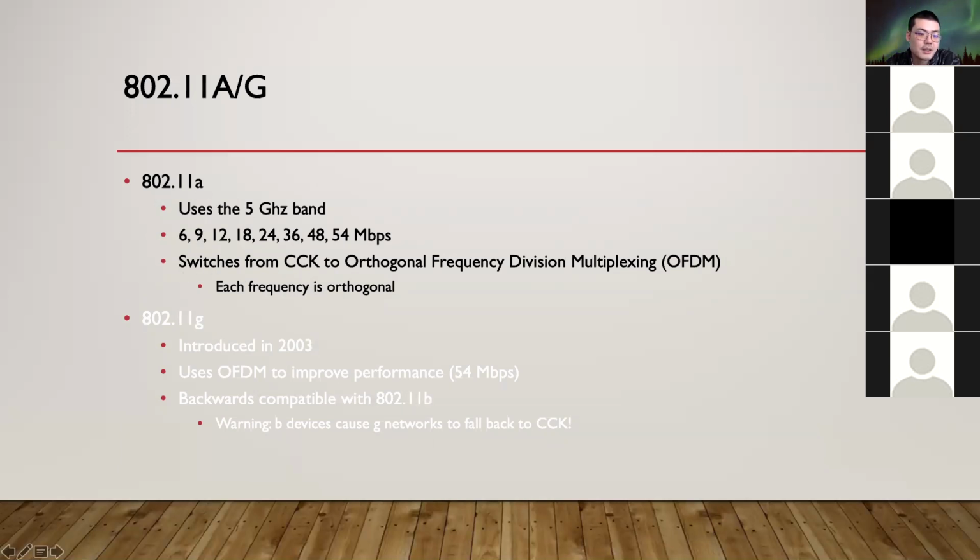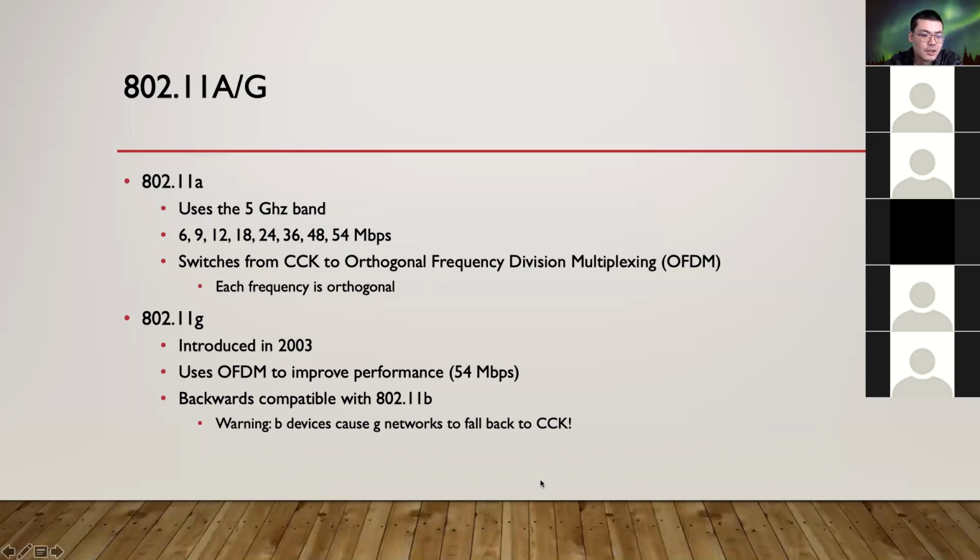And it switches from CCK to another modulation method called orthogonal frequency division multiplexing. If you see orthogonal, then you know it's much better, so it will have less interference. The benefit is that each frequency is orthogonal. Basically, if you use a different choice here, there will not be interference.